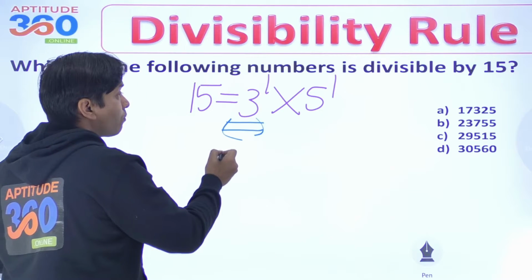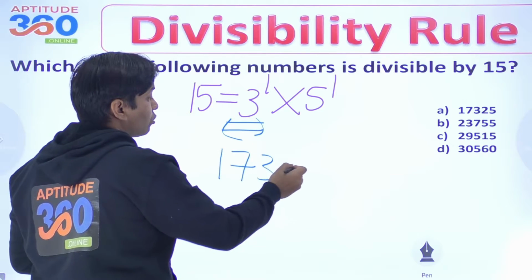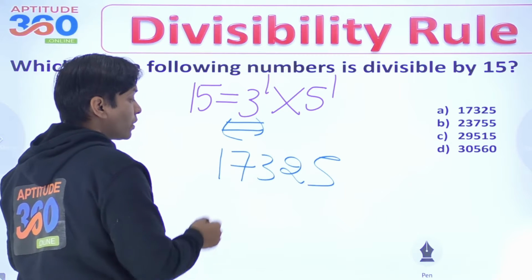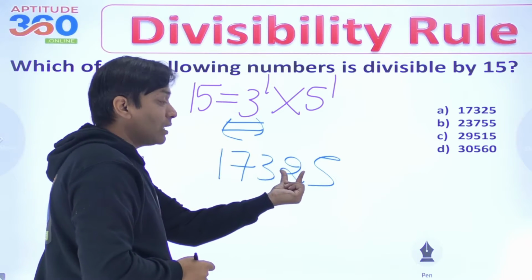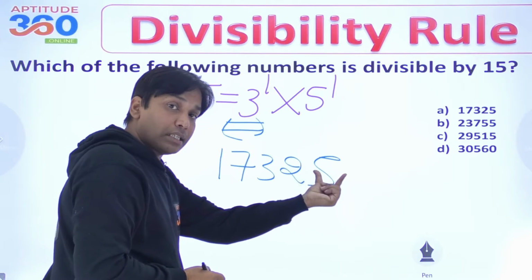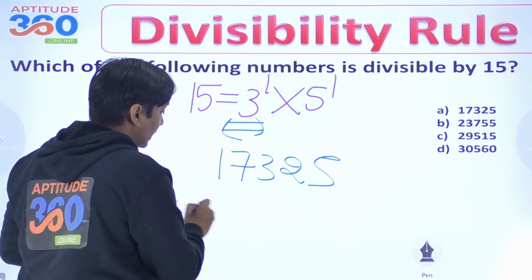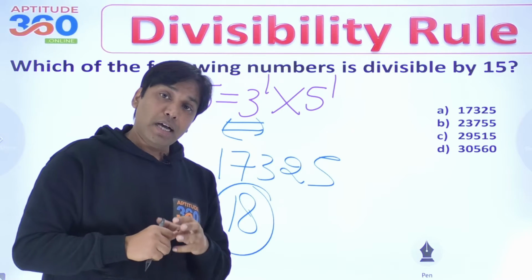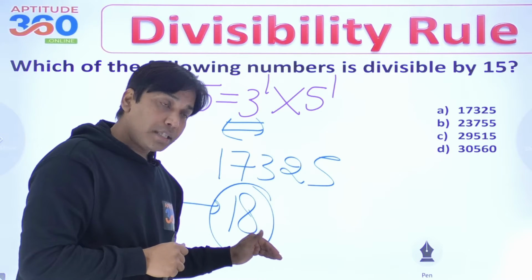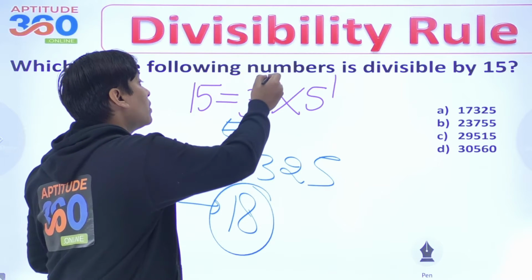So this option is 1, 7, 3, 2, 5. So what is the sum? 1 plus 7 is 8. 8 plus 3 is 11. 11 plus 2 is 13. 13 plus 5 is 18. So this sum is 18, and the sum is divisible by 3, right? And so this number is divisible by 3.